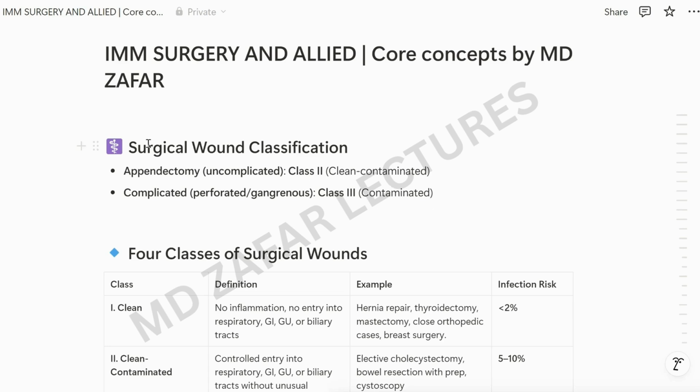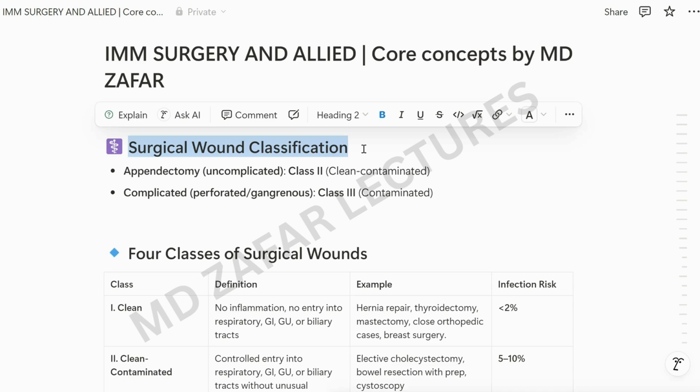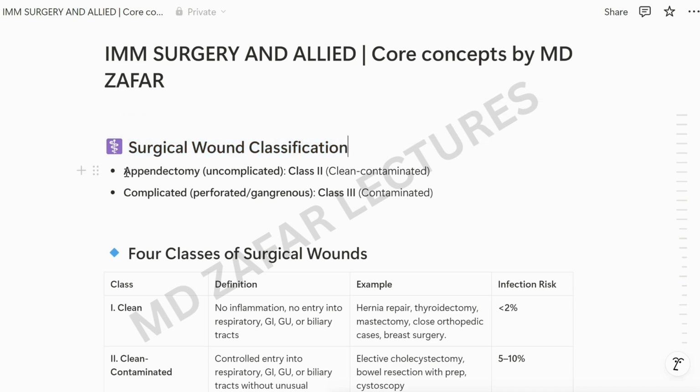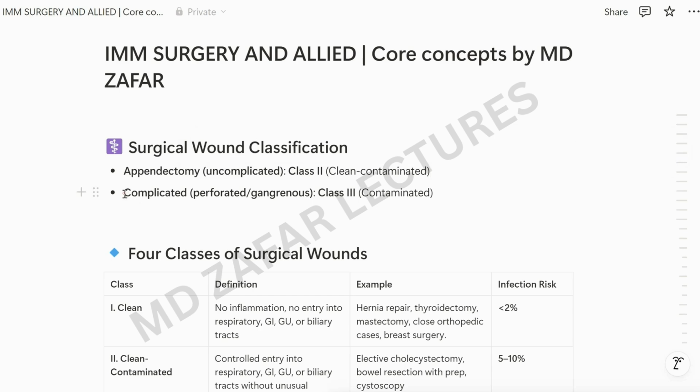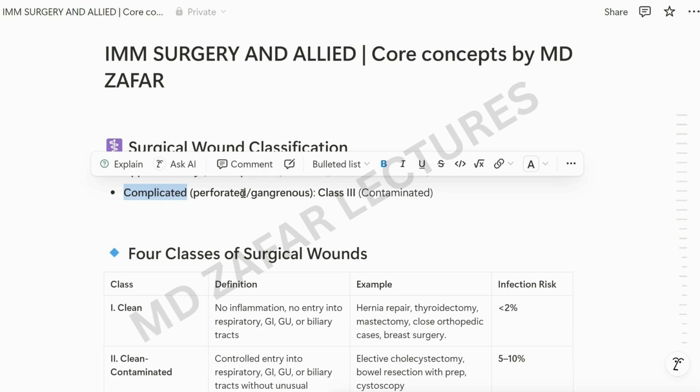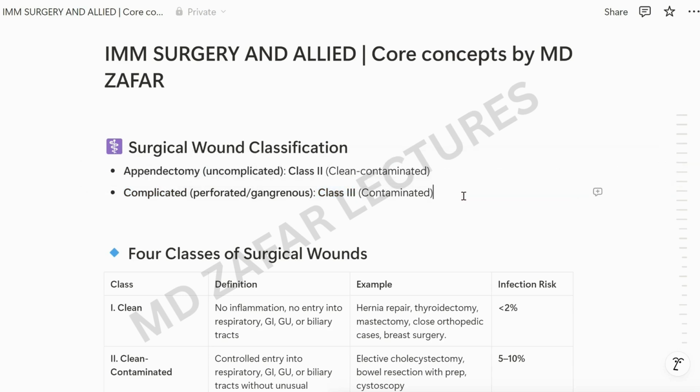Today the topic of our discussion is surgical wound classification. A bit of an overview in terms of the MCQs. If there is a question about a simple appendectomy case, it will fall in class 2, that is the clean contaminated. However, if there is a complicated case associated with either perforation or gangrene, then it will directly fall into class 3. So you have to be very clear in remembering the examples and try to fit those within the specific class in order to ace your MCQ.